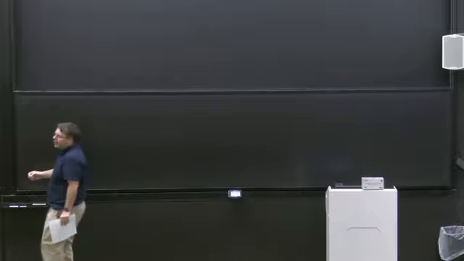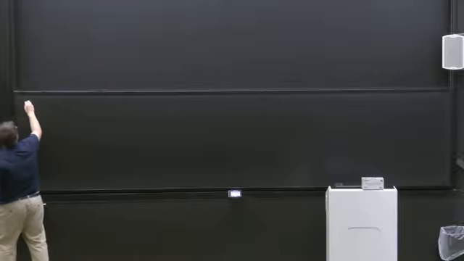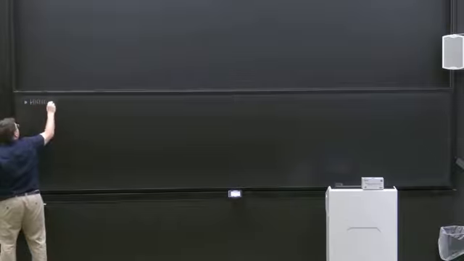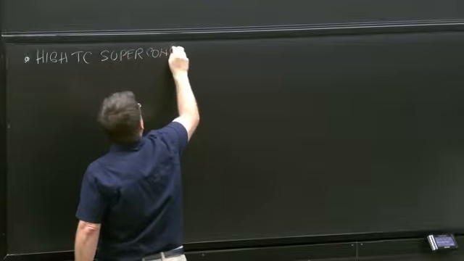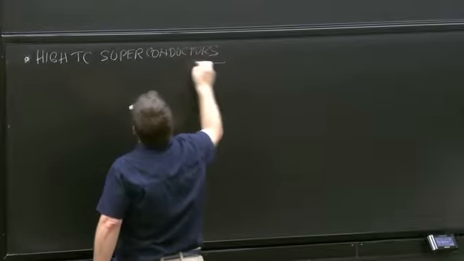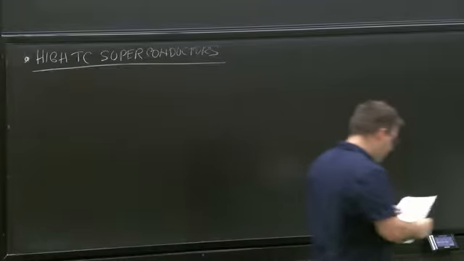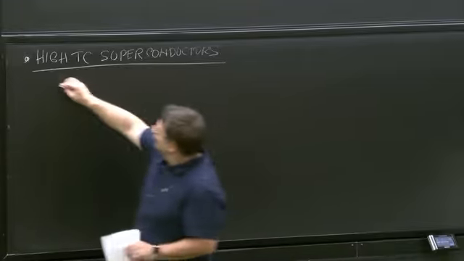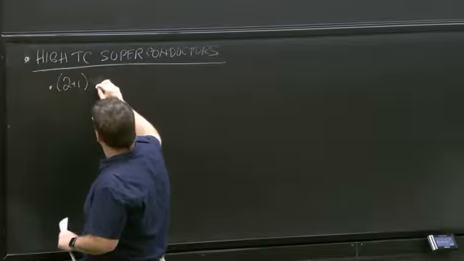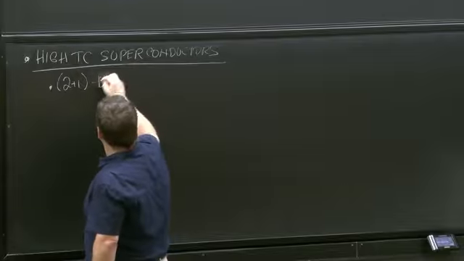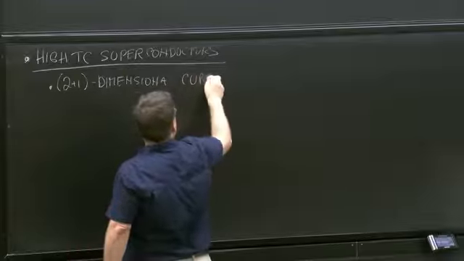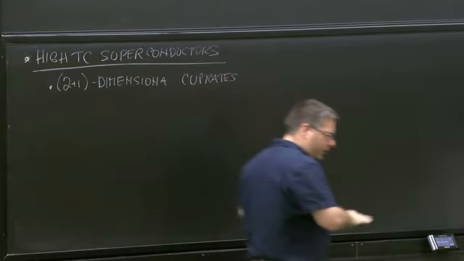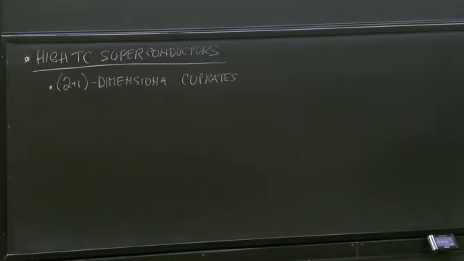So first, why are people interested in these things? There's something called high T_C superconductors. These are 2+1 dimensional, like plates of these superconductors. They are really like 2D rather than 3D.